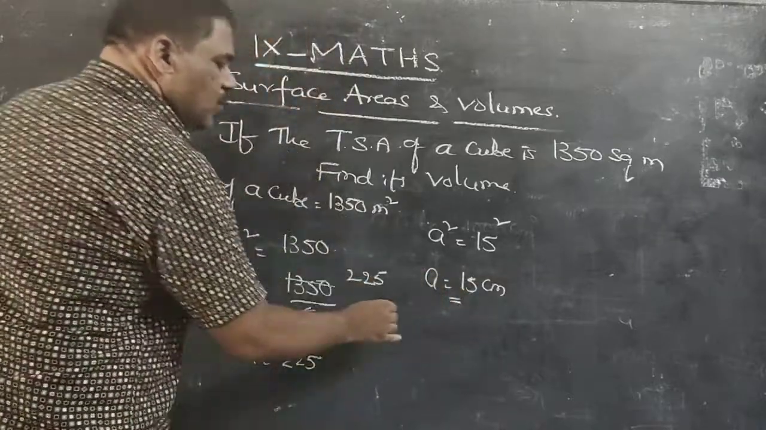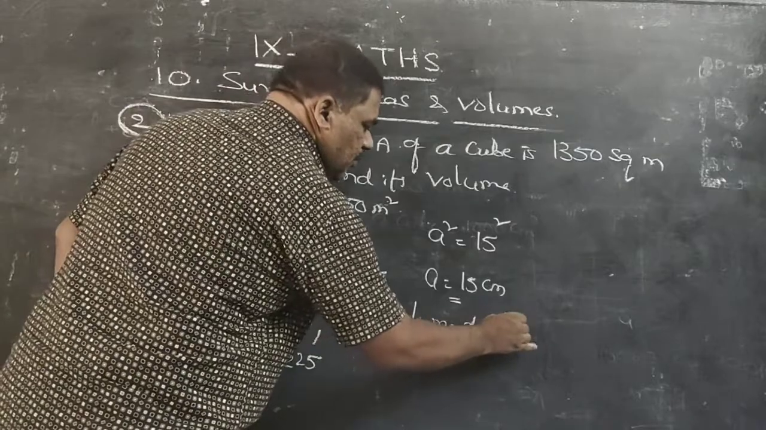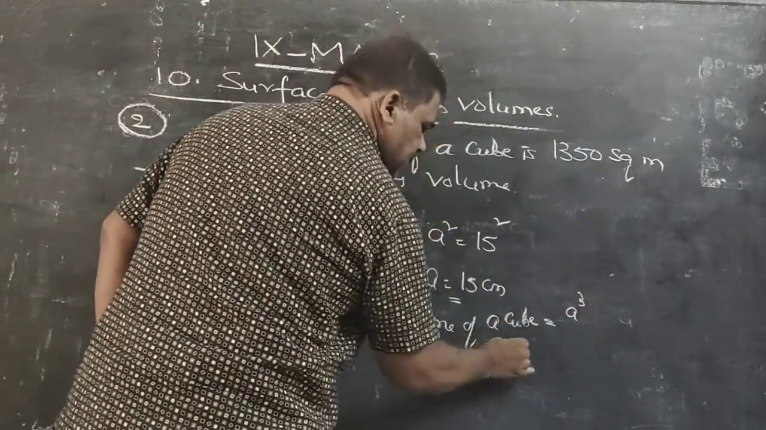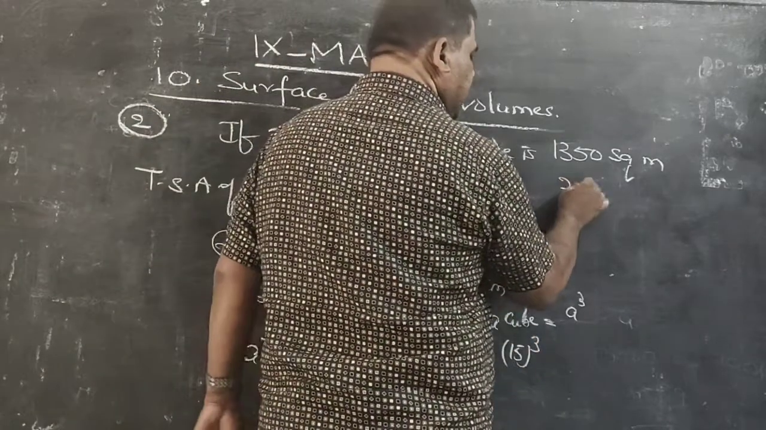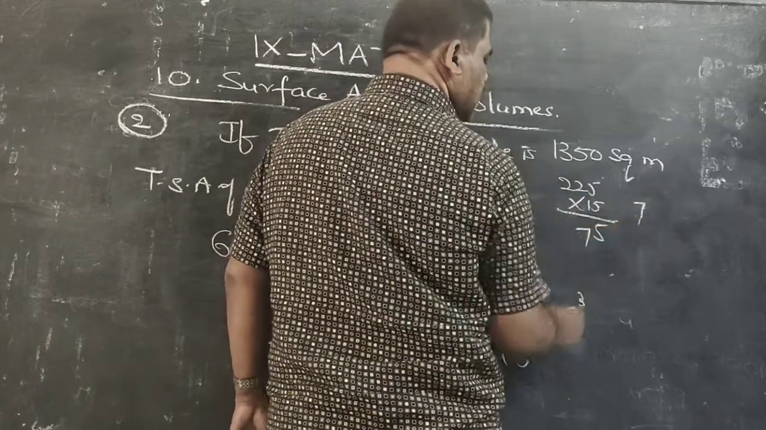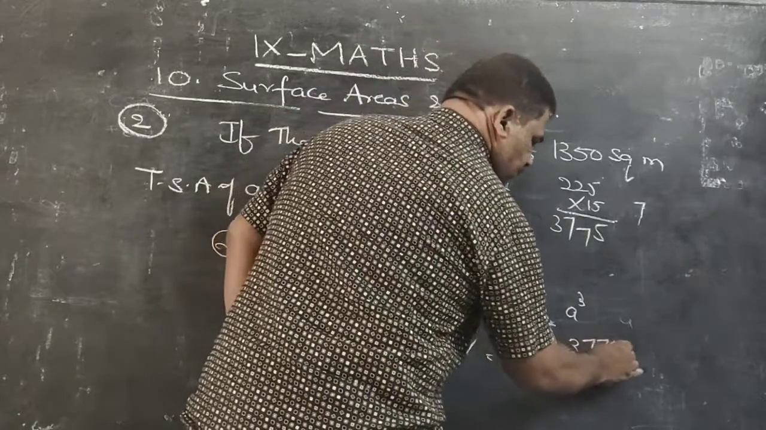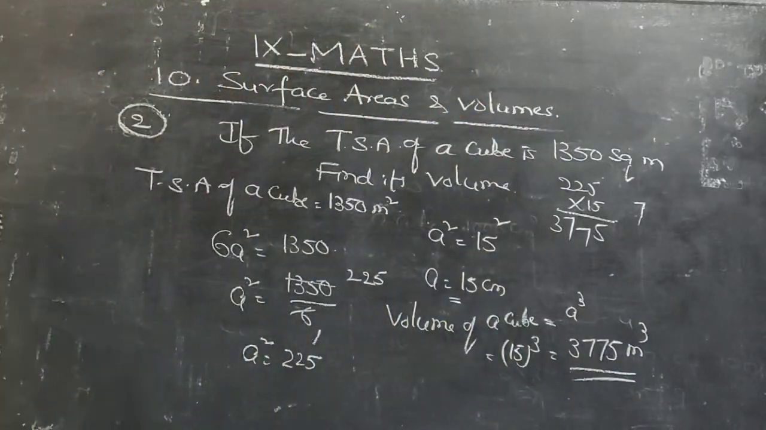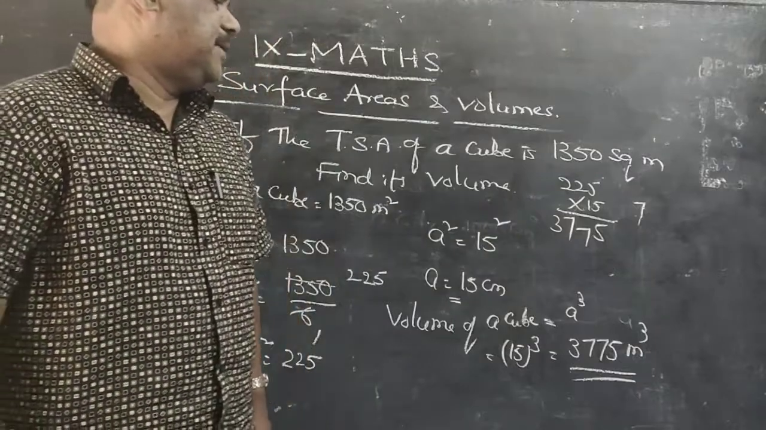After getting a value, volume of a cube you have to find. So volume of a cube is equal to, formula is a cube, that is 15 cube. 15 into 15, 225, 225 into 15. So answer is 3375 meter cube. Volume is expressed in meter cube, curved surface area, total surface area expressed in meter square.